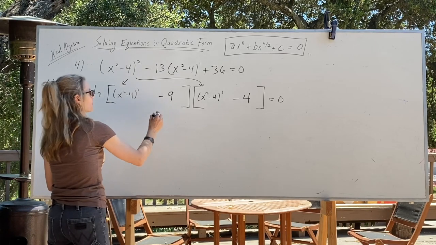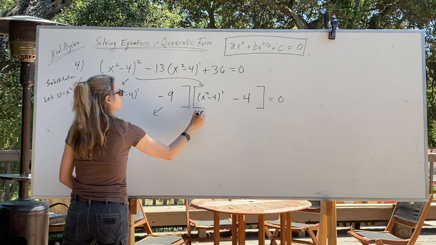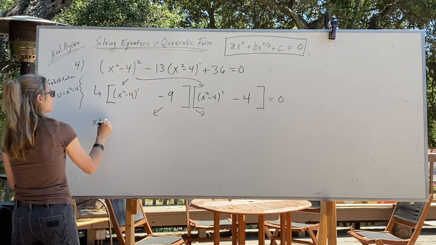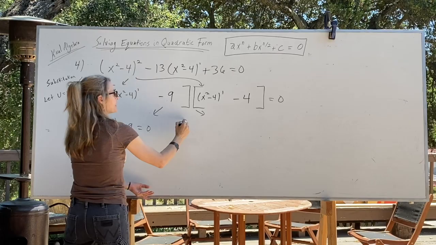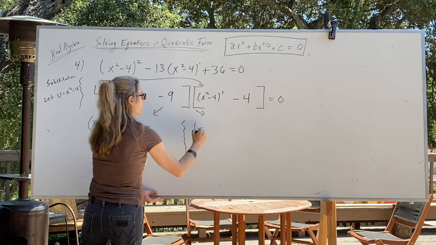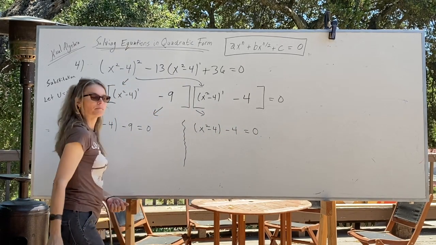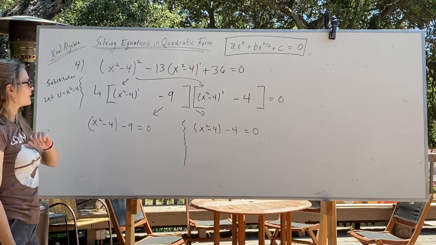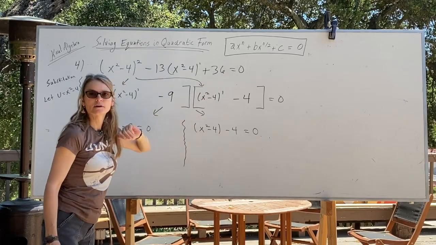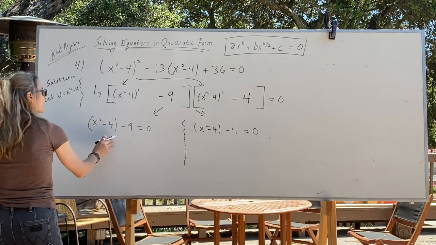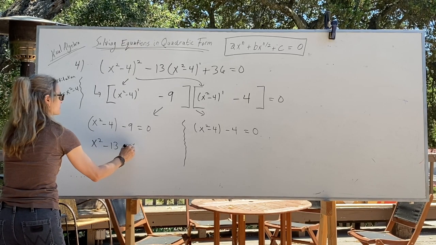And now, just like before, I want to set each factor to 0 and solve. So here I would say x squared minus 4 minus 9 equals 0. And the other factor is x squared minus 4 minus 4 equals 0. Okay? So I have it factored, and I can check my factors again, that they create the original equation, and they do.